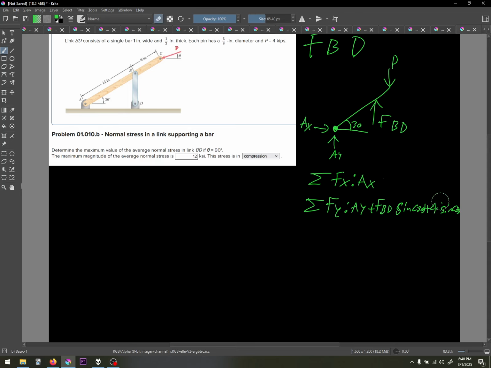I almost want to say that this would be cosine. What's cosine of 30 degrees? That's not anything nice. What's sine of 30 degrees? That's a half. So we actually could say 1/2 F_BD, and this is going to be plus 2P, because half of 4 is 2, because sine of 30 is 1/2.